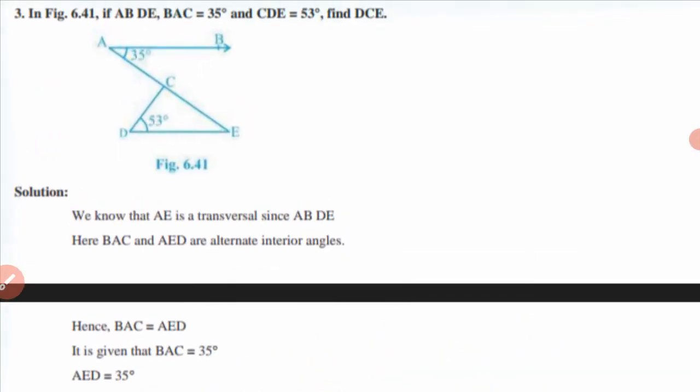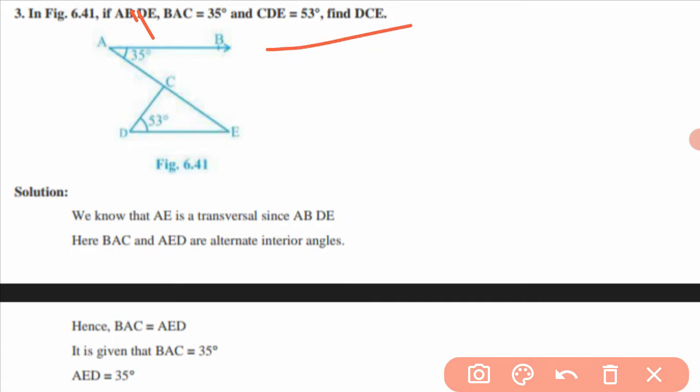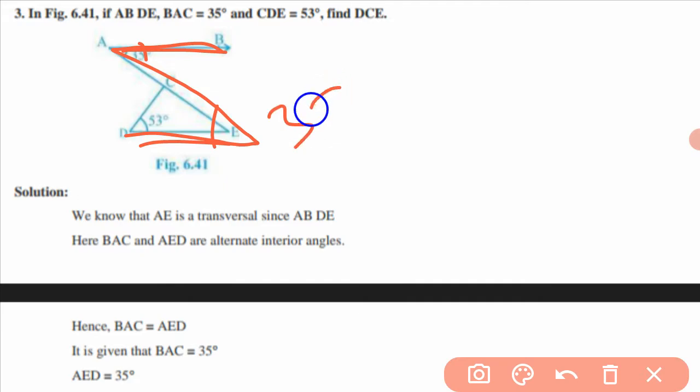Now after this, see question number 3. In question number 3 it is given, in figure 6.41, that AB is parallel to DE, and BAC equals 35 degrees and CD equals 53, then we have to find DCE. Now in the figure we have AB and DE, these are parallel lines, so these are making alternate interior angles. If this angle is 35, then this angle will also be equal to 35 degrees.